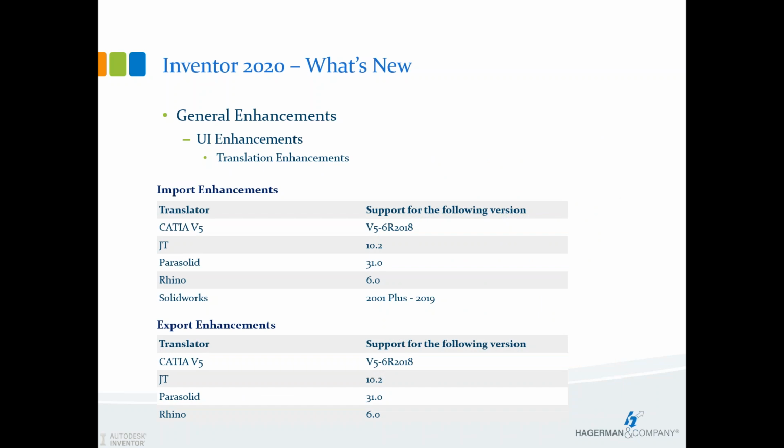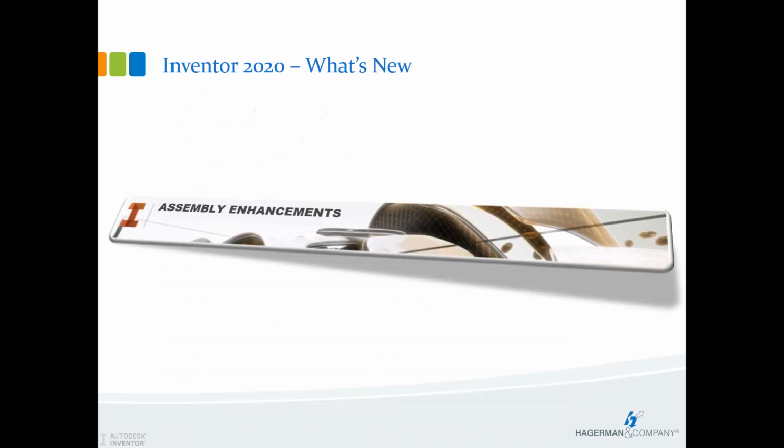Some translator enhancements. The CATIA translator was updated for import and export up to release 2018. Rhino version 6 is supported on import and export, and Parasolid version 31 on import and export. The SolidWorks importer has been updated to support SolidWorks 2019. So we've got some nice updates there on the import and the export side inside of Inventor 2020.